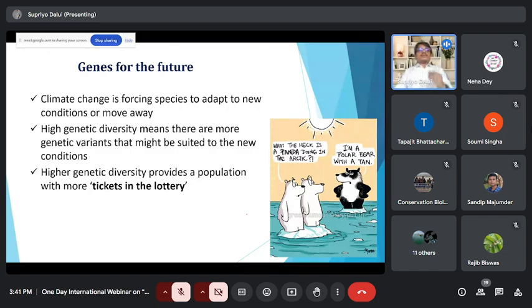So genes for the future. So we have to protect genes for the future. Because climate change is forcing species to adapt to new conditions or move away, that is, to get extinct. And high genetic diversity means there are genetic variants that might be suited to the new conditions. And higher genetic diversity provides a population with more tickets in the lottery.